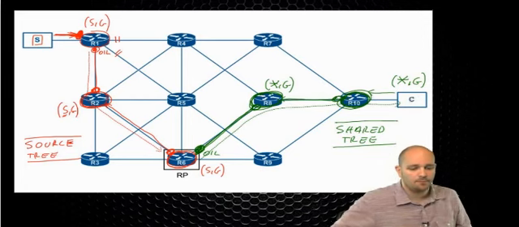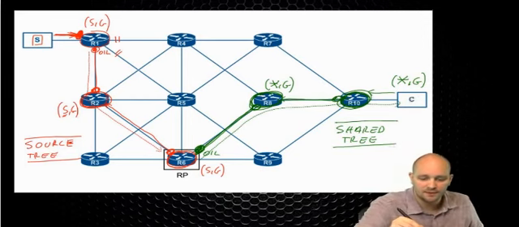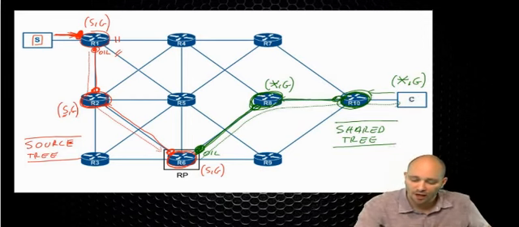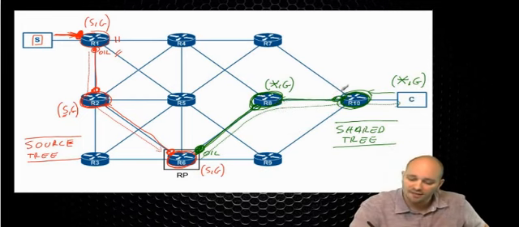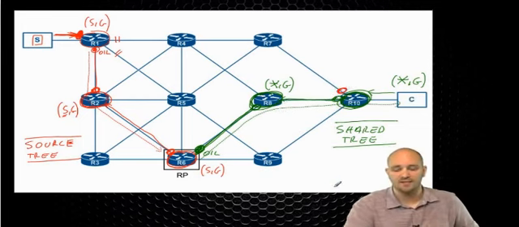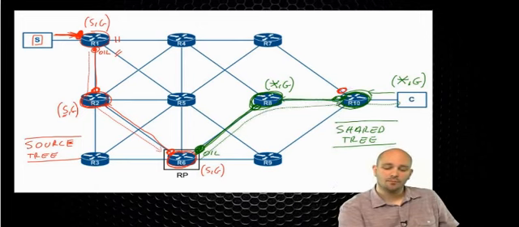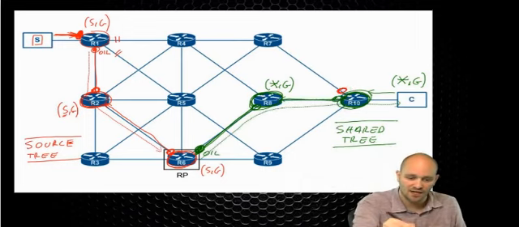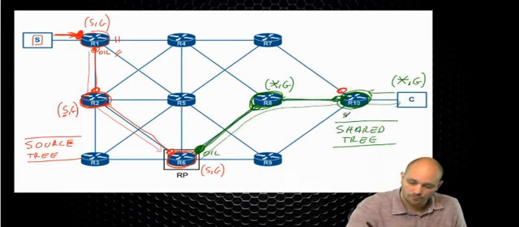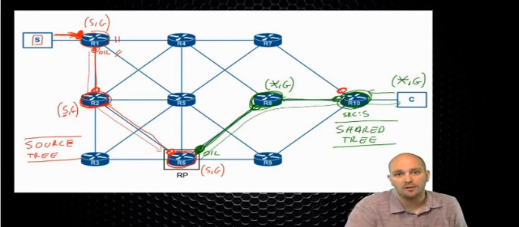Now, but there is a problem with this approach. The problem with this approach is that, let's say that our R10 here had the best route to reach the source out of this interface here. Now, when this traffic arrives from this green tree, isn't this traffic that has the source IP address of S, isn't it going to fail the RPF here? Well, the answer is no.